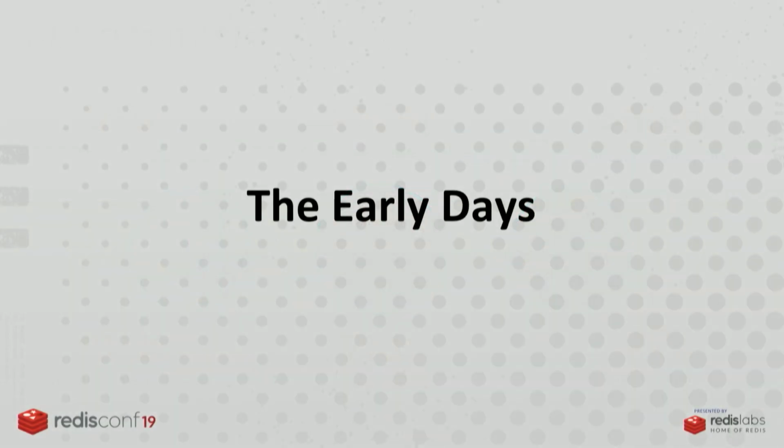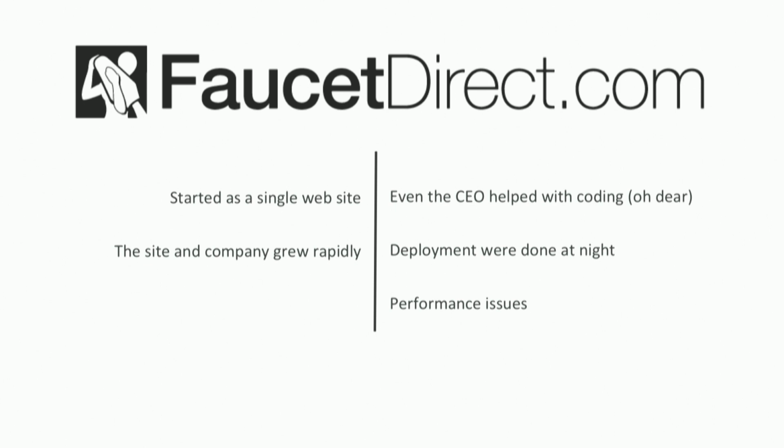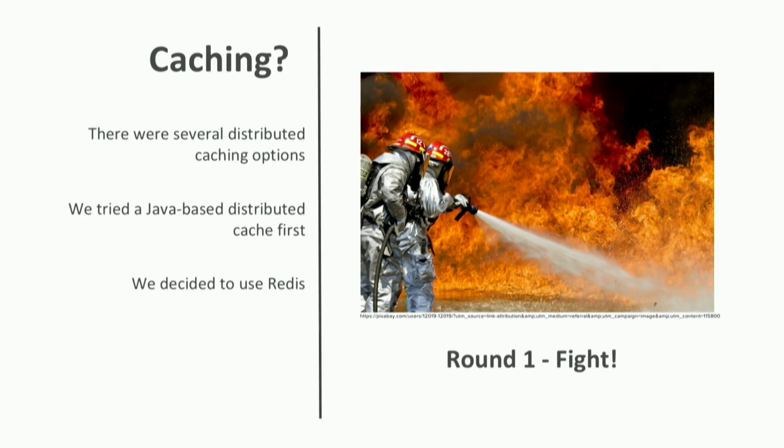Okay, so early days. Build started out as faucetdirect.com. Basically, it was just a single website. The site and the company grew really rapidly. Even the CEO was actually doing the coding. It wasn't great. Deployments were done at night, and of course, predictably, we started running into performance problems. So we're like, how are we going to fix this?